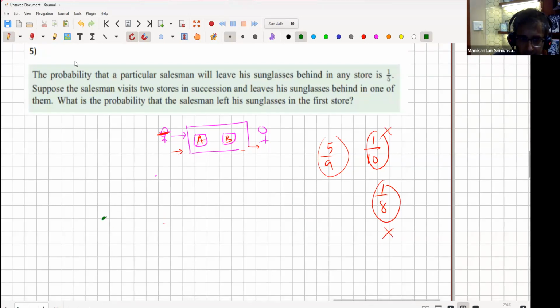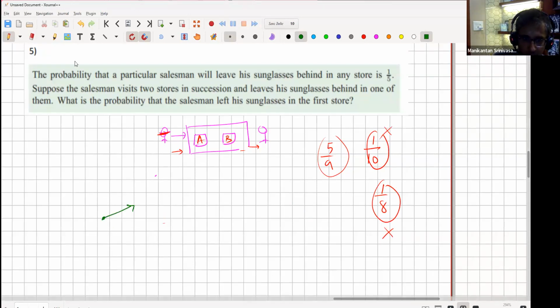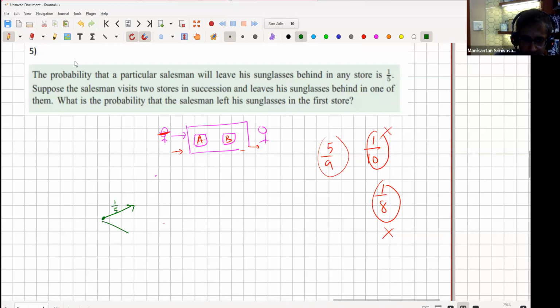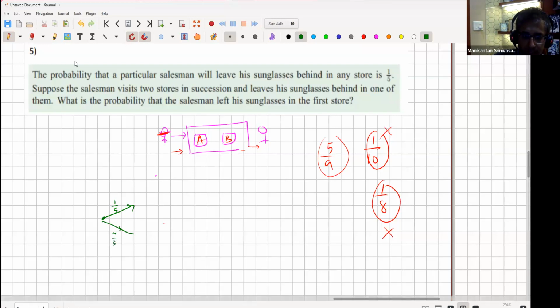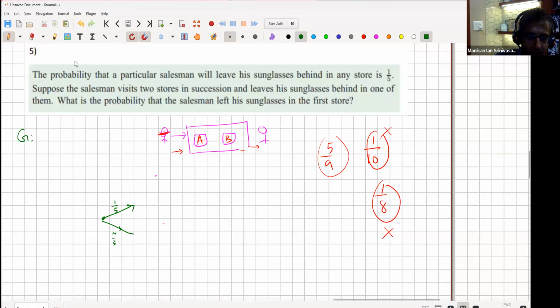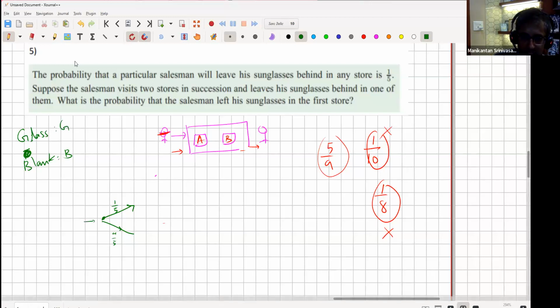So basically, he has entered the first store, right? He could have forgotten with probability 1 by 5, right? He could have retained it with 4 over 5. So let's say this is the state where he still has, what shall I say for the state? He has glasses, and I'm just struggling for a letter. I don't want to say F for forgot. He does not have glasses, so he's blank, right? So blank is blank, and he's wearing glasses is G. So he's entering wearing G, right?